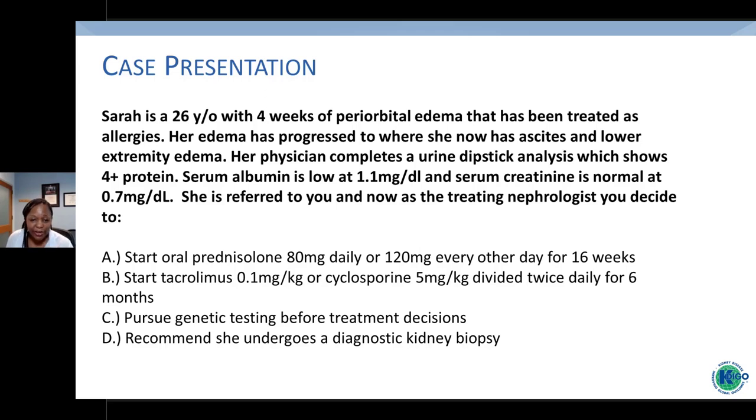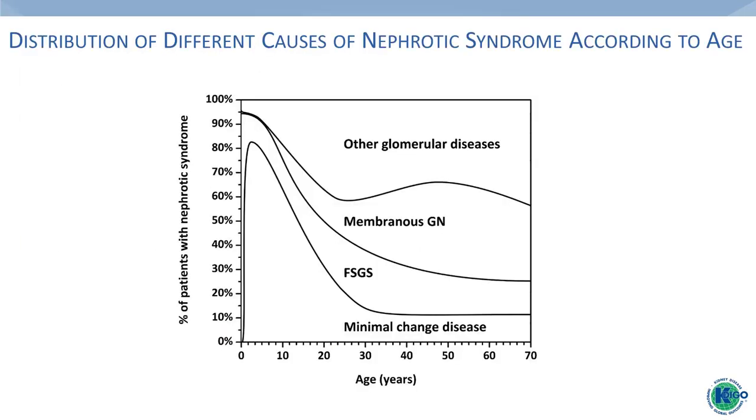Now, very familiar with this audience that I'm speaking to today, I think we all recognize that we're going to start with the kidney biopsy. And this recommendation to begin with a biopsy in adults is truly supported by an understanding of the distribution of different causes of nephrotic syndrome by age.